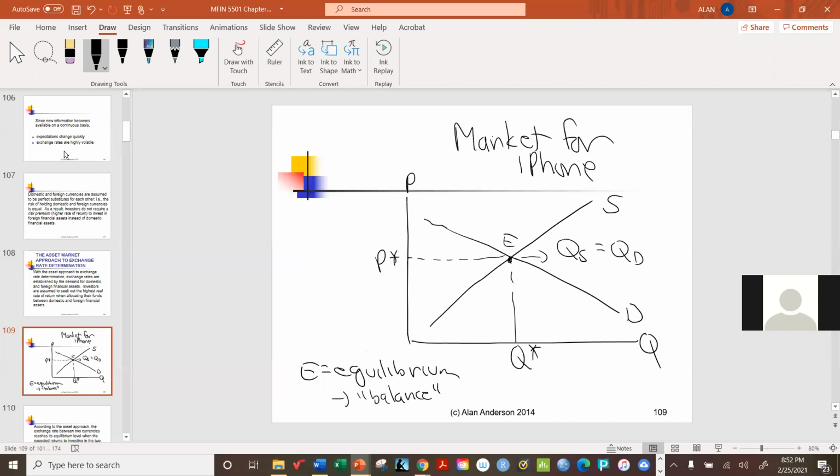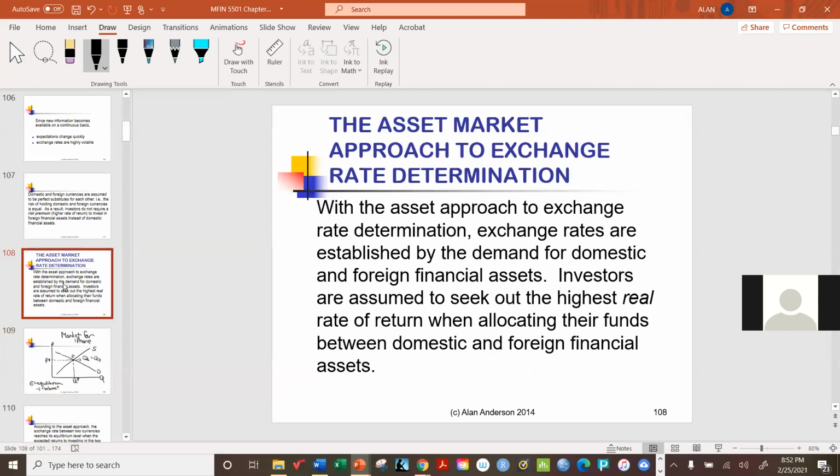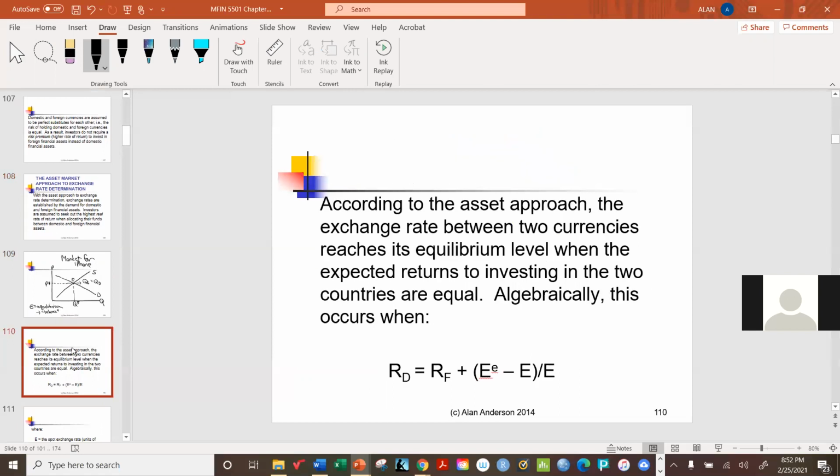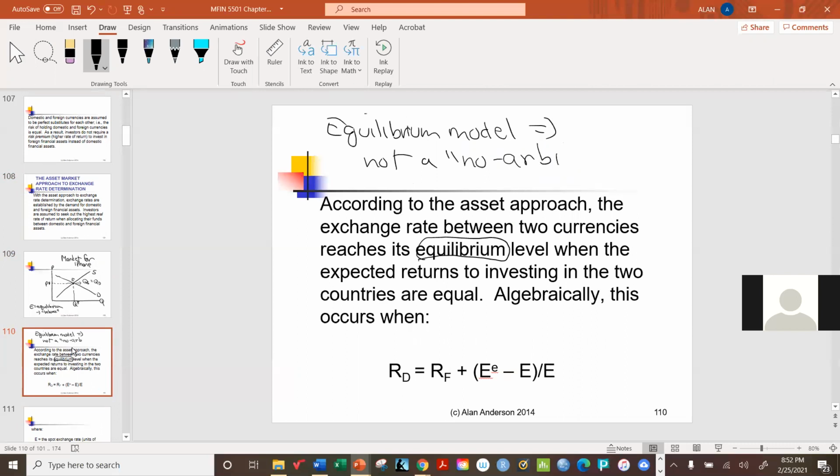So why am I bringing that up now? Because we're going to see something similar with this asset market approach. What we're looking for is the equilibrium exchange rate between two different countries. Okay, so this is what we will call an equilibrium model. And you'll note here that this is not a no arbitrage relationship like we had before with covered interest arbitrage.